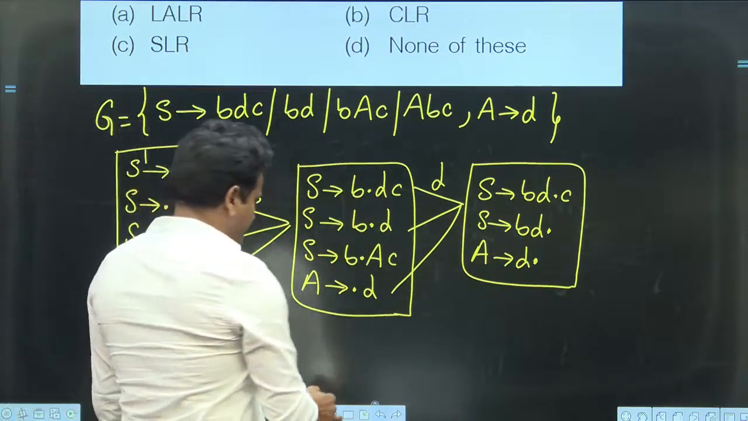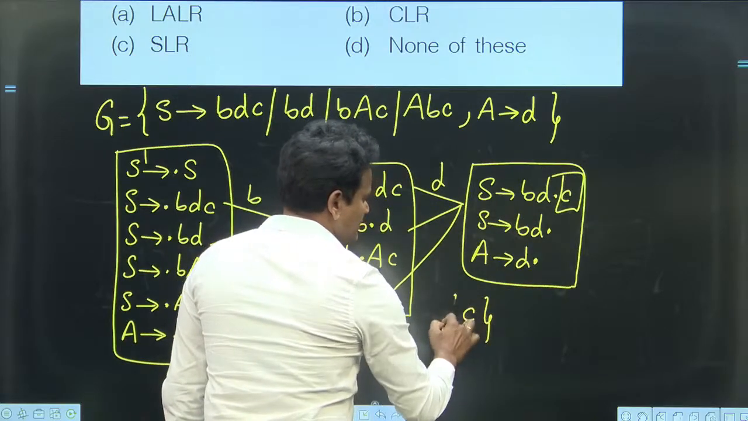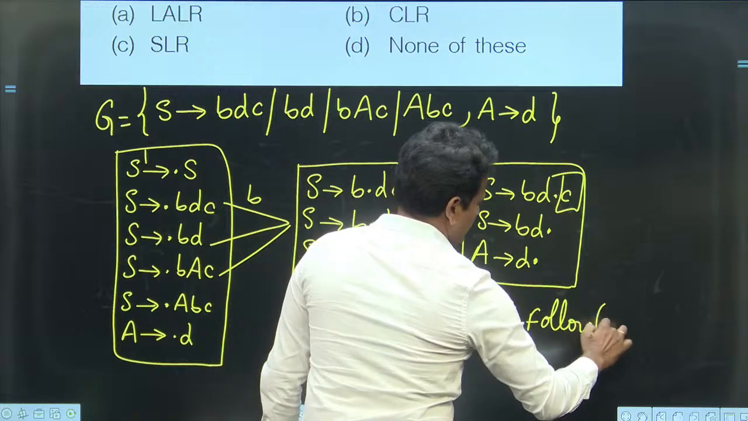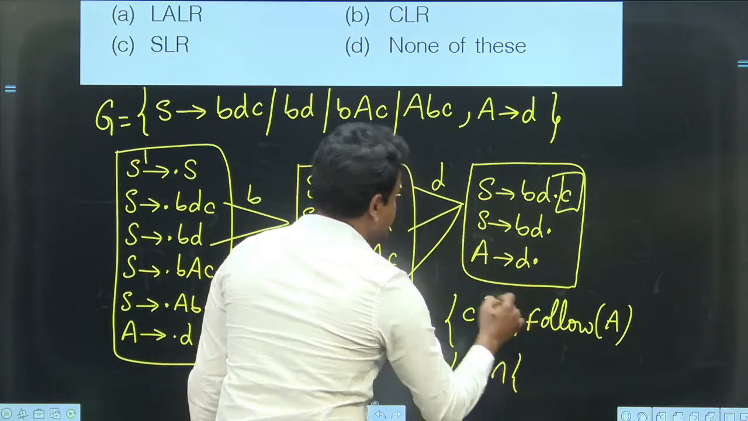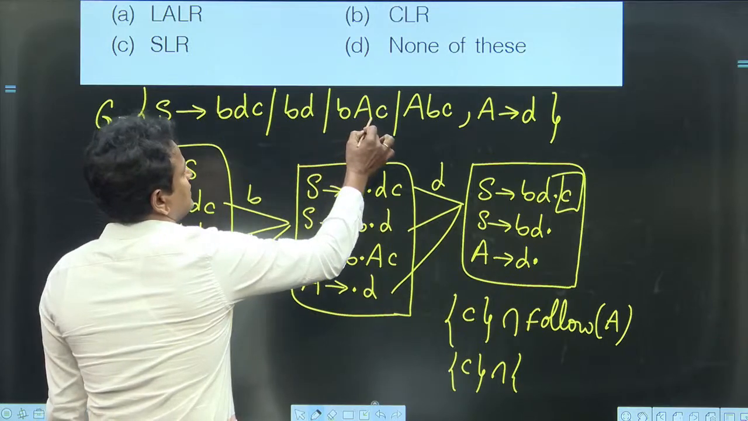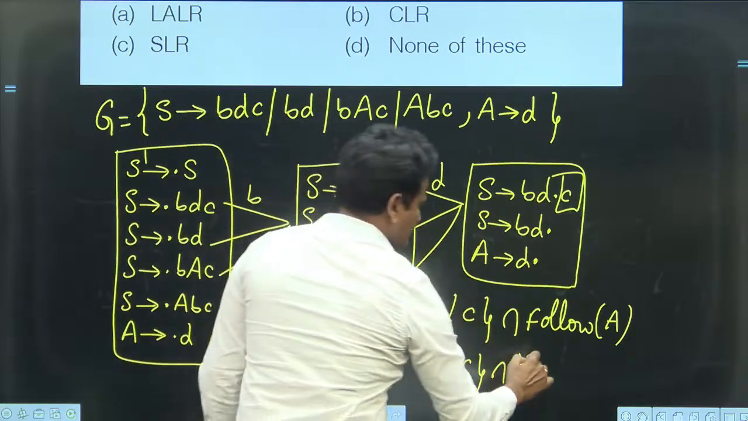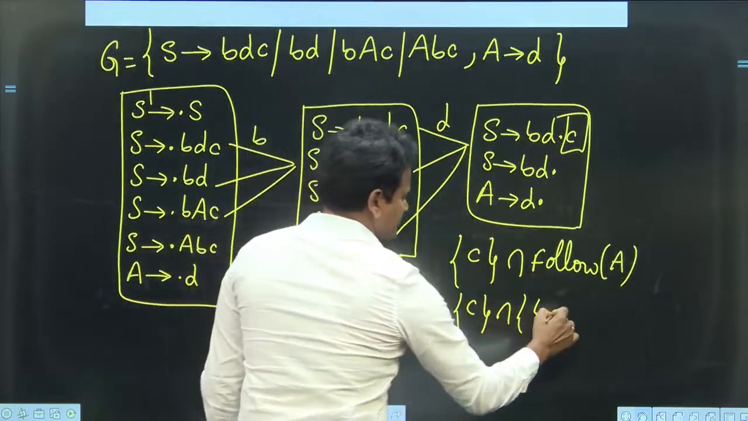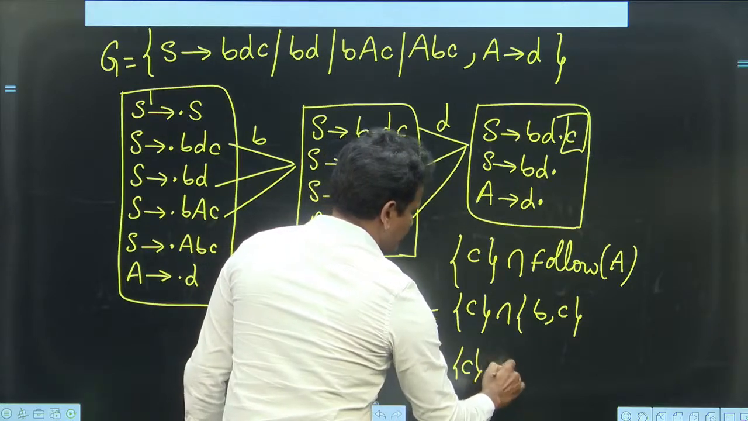Then we will check for this one. Here it is C. So the shift symbol C intersection follow of A. What is follow of A here? Where is A on the right-hand side of these productions? Here and here. So here follow of A is C, and here it is B. So B, C. What is the intersection of these two sets? It is C, so it is not equal to empty.